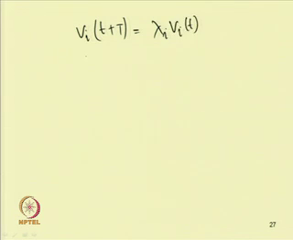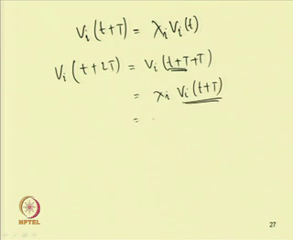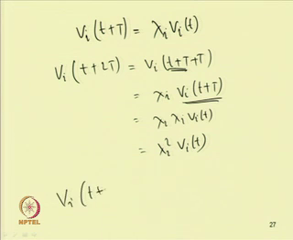For example, let me find what v_i(t+2T) will be. This will be equal to v_i(t+T+T), which can be written as lambda_i v_i(t+T). Again, v_i(t+T) can be written as another lambda_i v_i(t), so this becomes lambda_i squared v_i(t). Similarly, one can write v_i(t+nT) equal to lambda_i to the power n v_i(t).